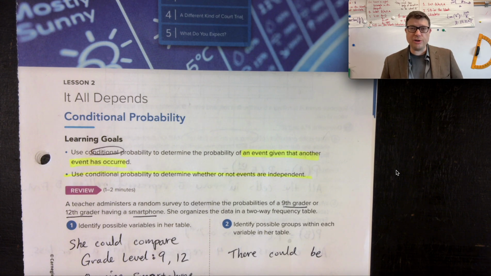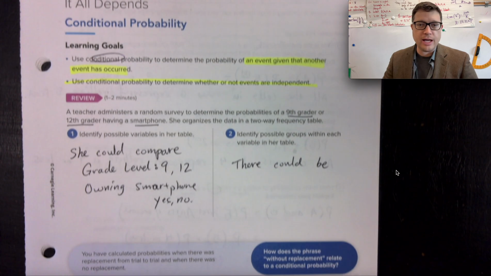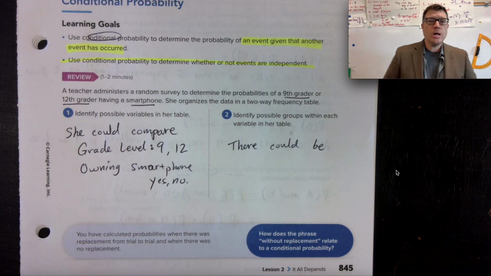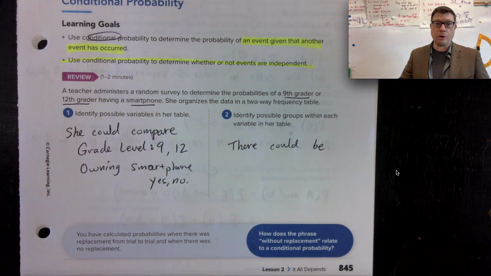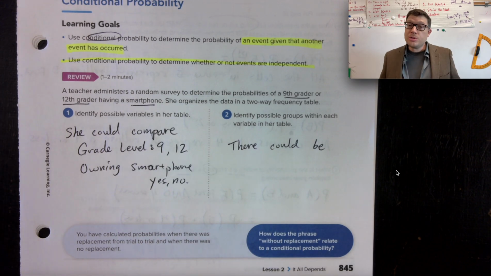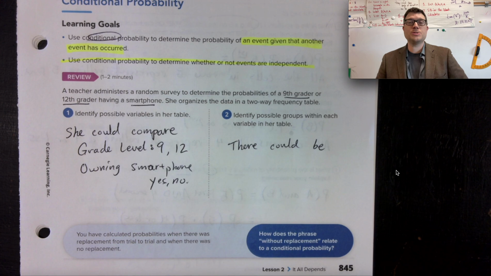Let's do some spiral review from probability. A teacher administers a random survey to determine the probabilities of a 9th grader or a 12th grader, so there's a category, having a smartphone. There's another category. She organizes the data into a 2-way frequency table. All of lesson 1 was on the conversation of what a frequency table is. So if you haven't done that yet, go back and watch the lesson 1 videos, complete your lesson 1 notes. But a frequency table is what you get from organizing 2 categorical variables into this rows and columns arrangement.